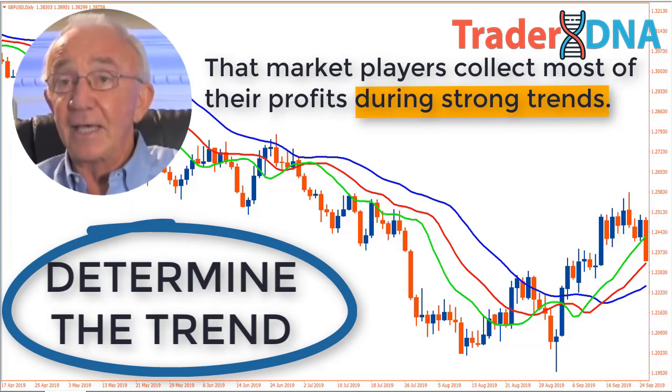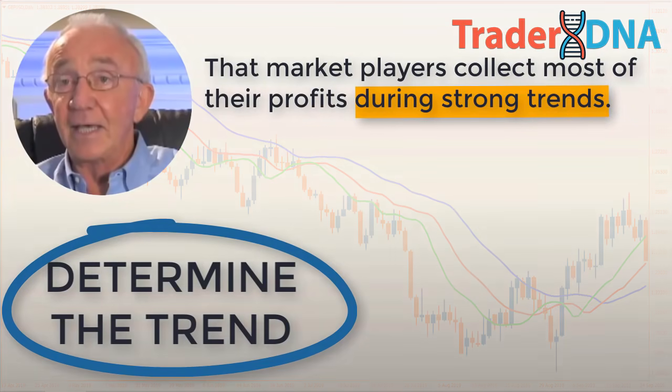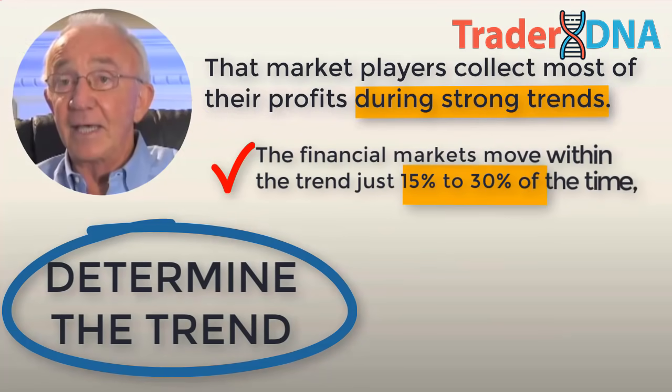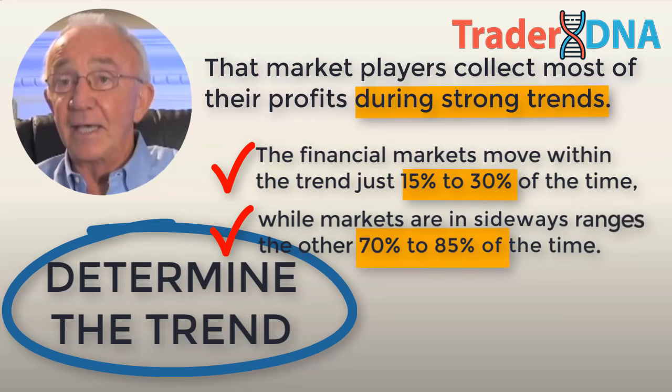When Mr. Williams was working on the indicator, he followed the presupposition that the financial markets move within the trend just 15% to 30% of the time, while markets are in sideways ranges the other 70% to 85% of the time. What does Williams' alligator stand for?